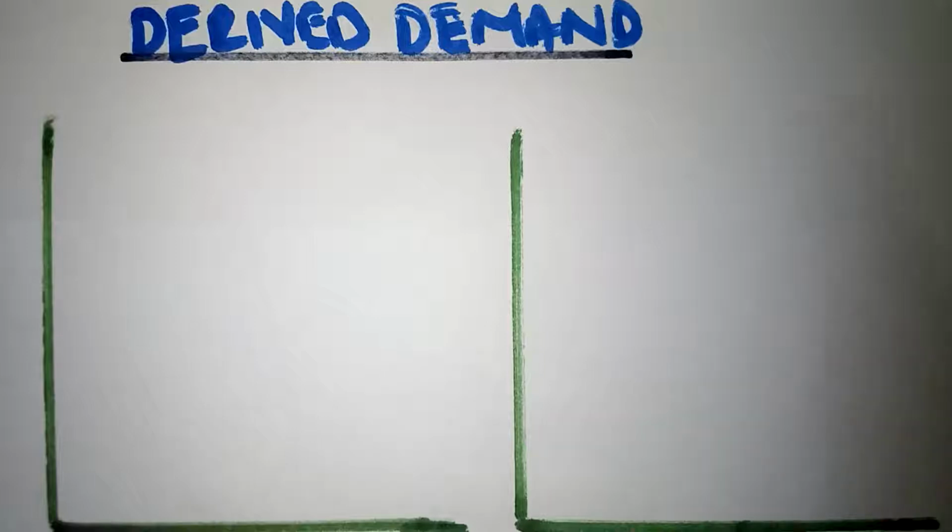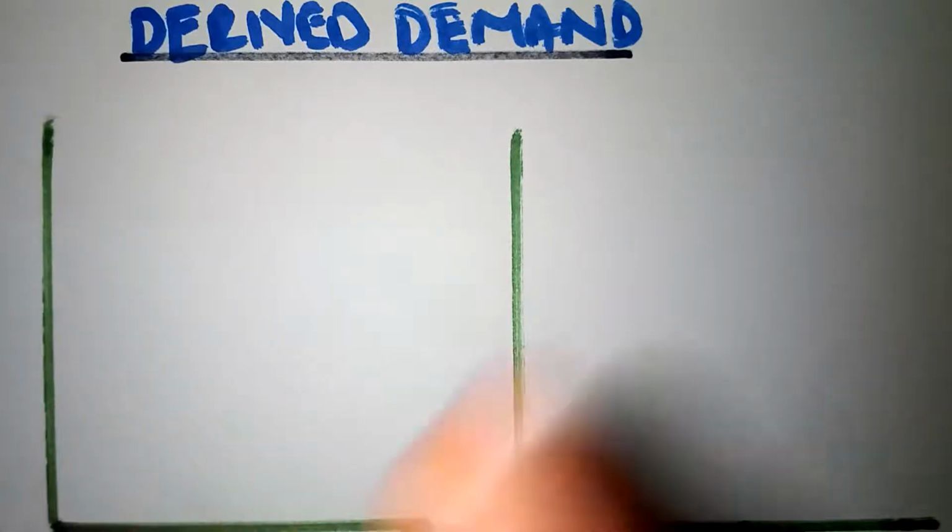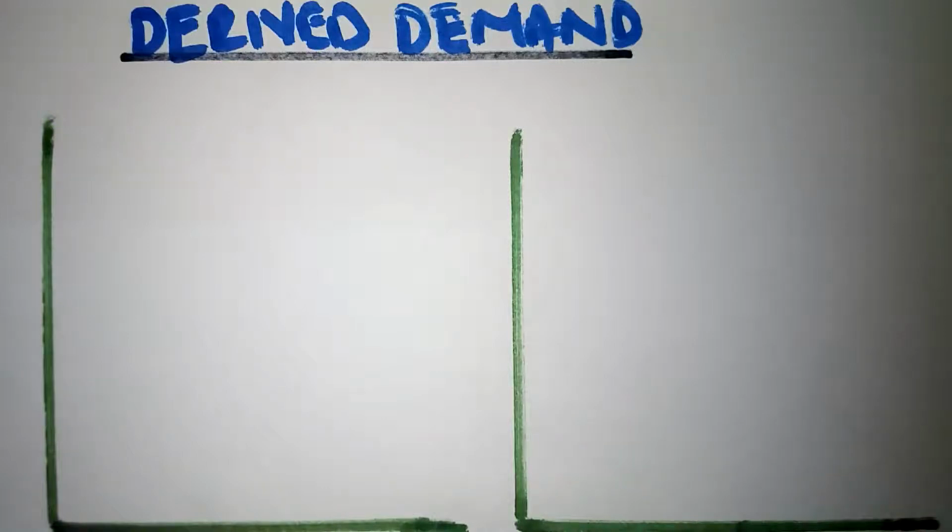We are looking at how to draw derived demand. So what is derived demand? Derived demand is when demand for something increases, demand for the input that is used to produce that product will also increase. One of the classic examples that I can give you about derived demand is when demand for cars increases, demand for steel, which is an input, will also increase. Another name for derived demand is input demand.